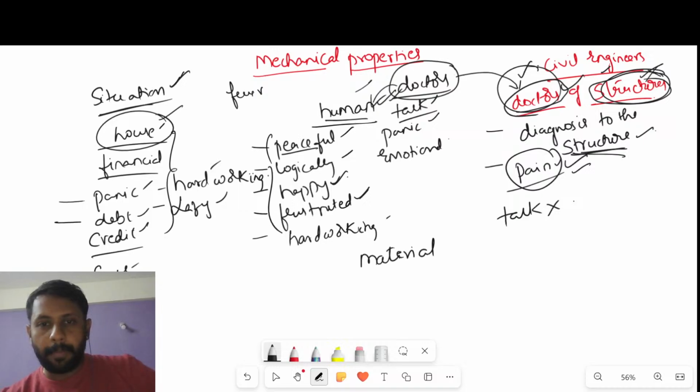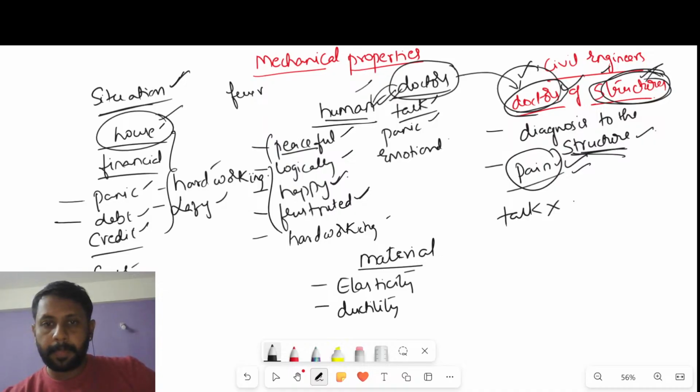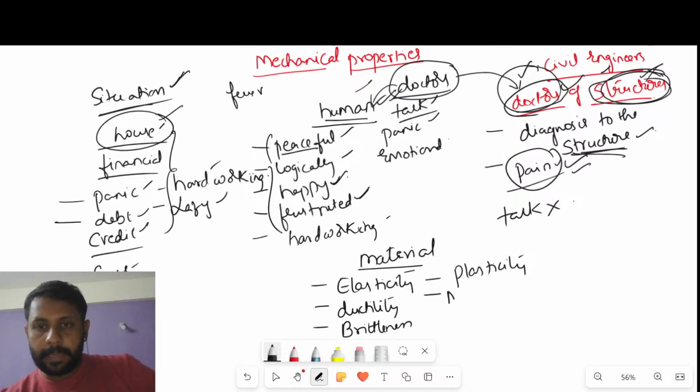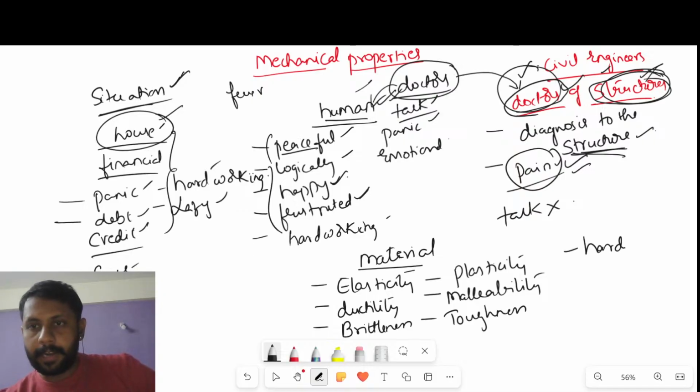Similarly, material also has these properties. What are those properties? Elasticity, you have ductility, and then you have brittleness, right? And then you have plasticity, and then malleability, and then toughness, right? And then hardness, and the last one is the strength.